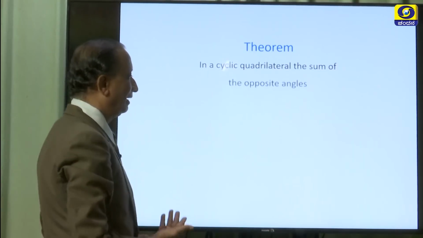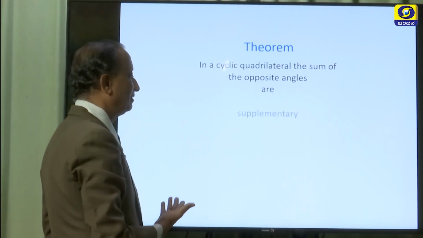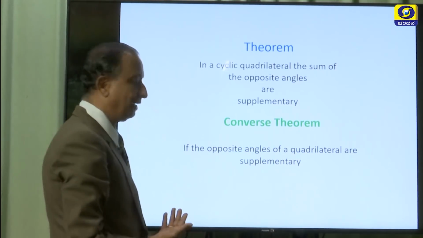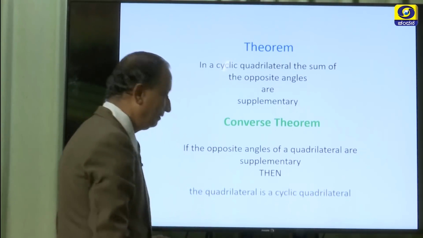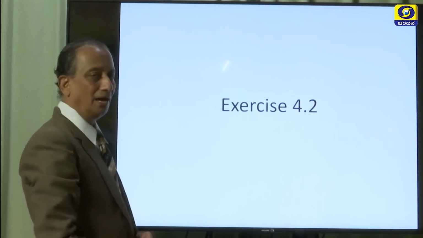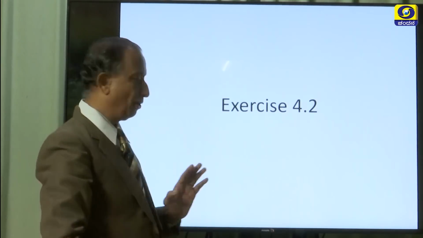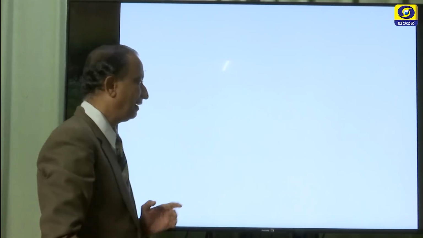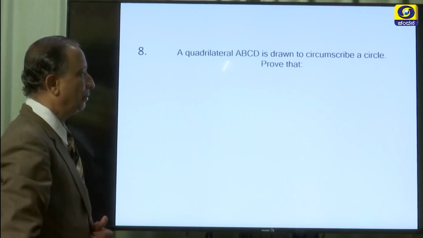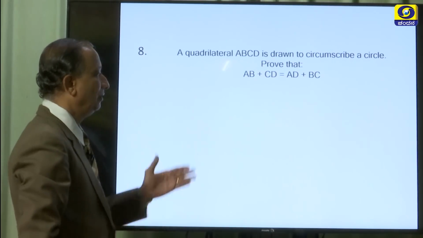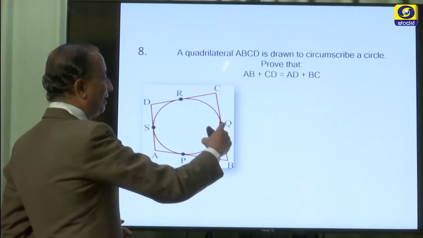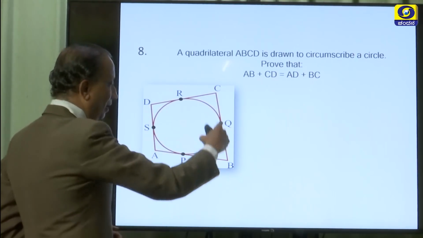In a cyclic quadrilateral, the sum of the opposite angles are supplementary. Conversely, if the opposite angles of a quadrilateral are supplementary, then it has to be a cyclic quadrilateral. Okay. Now let us try to understand one important problem from exercise 4.2. Here it is. A quadrilateral ABCD is drawn to circumscribe a circle. We need to show the sum of these two, that is AB plus CD is equal to AD plus BC.